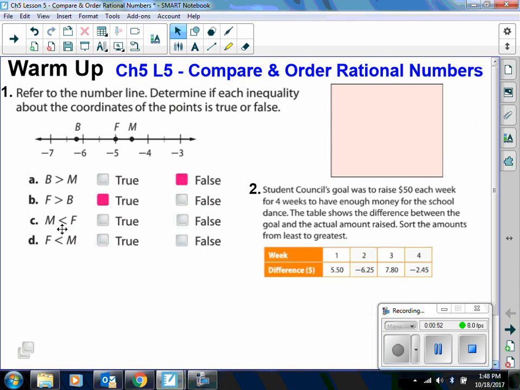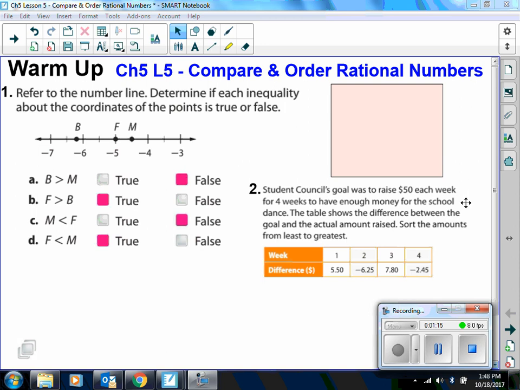Here, M is less than F. There's M and F. Is M less than F? False. Very good. And then F is less than M. True or false? That is true.